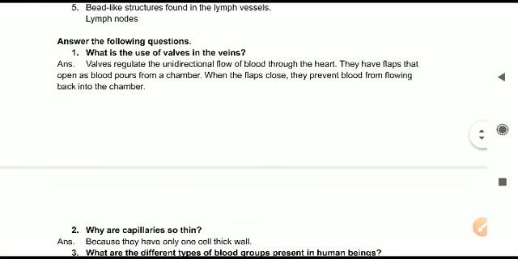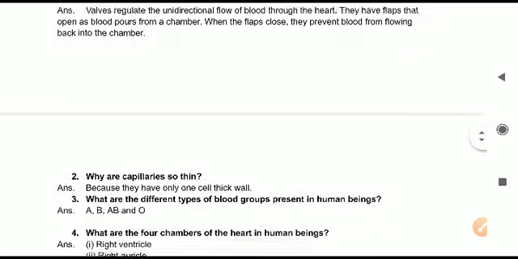We'll come to the question answers. Answer the following questions. Number 1, what is the use of valves? Valves are regulating the unidirectional flow. Unidirectional means blood has to flow in a single direction only. Valves are checking that the blood has a single direction flow. They have flaps, and they will open when the blood is moving in the proper direction. But when the flaps are closing, they are preventing the blood from flowing in the backward direction.